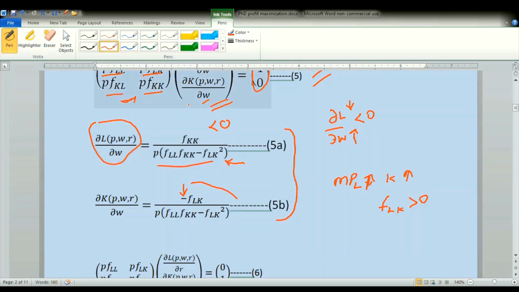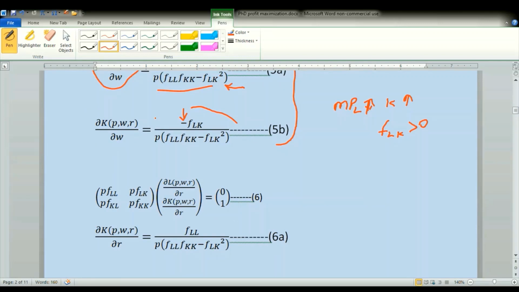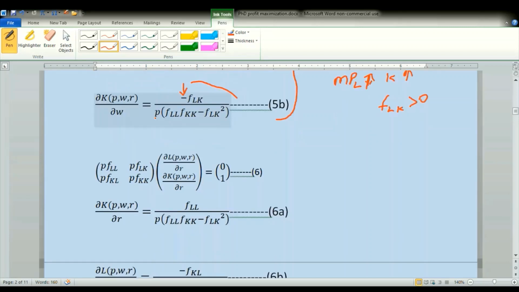Now see that when I look into equation 5a, it is the slope of the labor demand function, the labor demand curve, in fact. I have used the same procedure to construct this system 6.